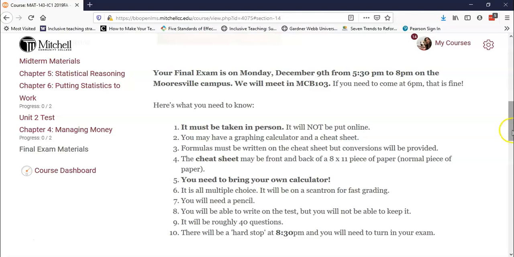So if you're like, no, I hate the TVM solver, I really want to use all those crazy formulas, you better write them down on your cheat sheet. On your cheat sheet, you can also write cheat notes about how to use a TVM solver, and that might make your life a little bit easier. I will see you on Monday.